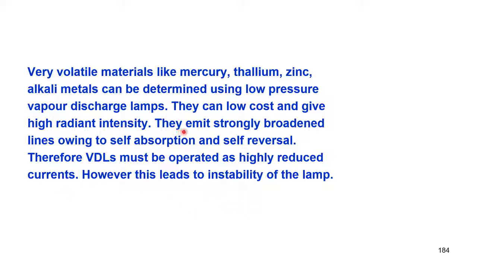So, essentially the remaining part of the hollow cathode lamp remains the same, and there is a glow discharge from neon or argon, whichever gas we use, and initially the glow discharge will start, followed by the wire, okay. So, very volatile materials like mercury, thallium, zinc and alkali metals can be determined using low pressure vapor discharge lamps.